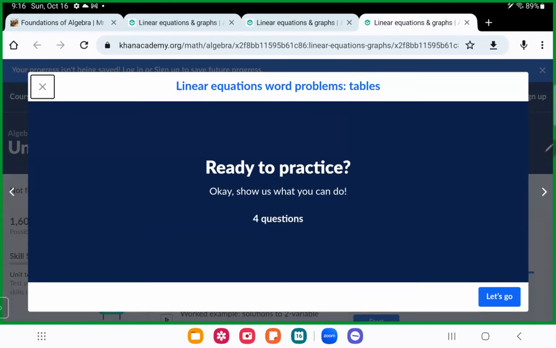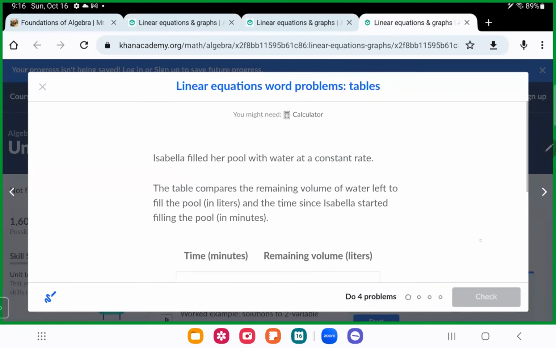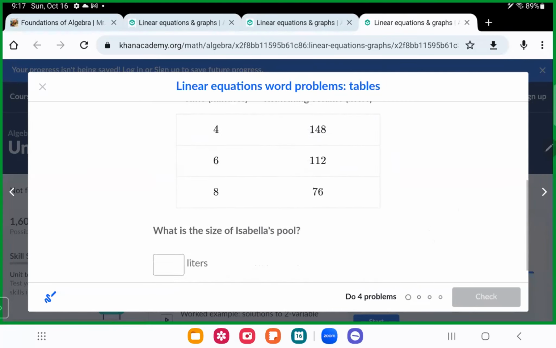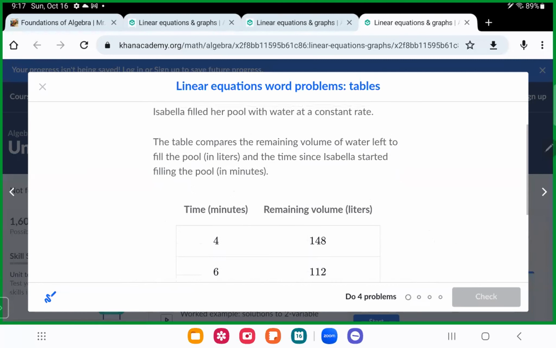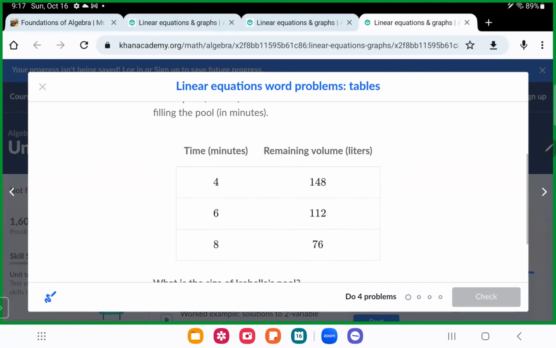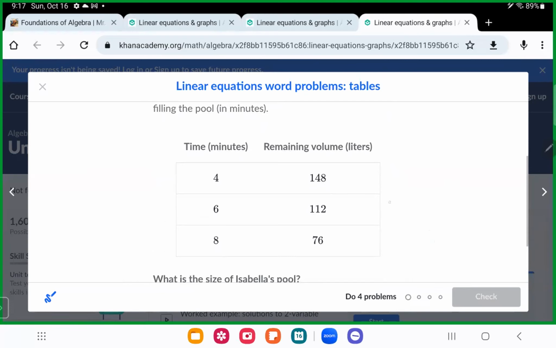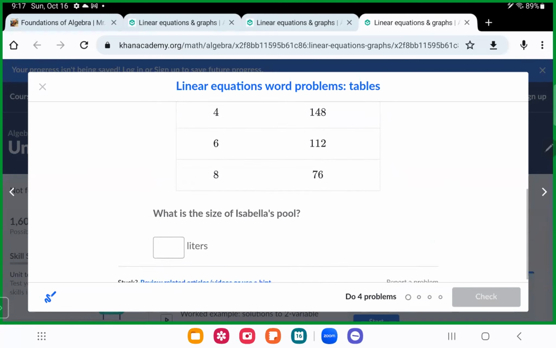Oh, tables. Word problem tables. Isabella filled her pool with water at a constant rate. The table compares the remaining volume of water left to fill the pool in liters and the time since Isabella started filling the pool in minutes. Okay, so let's make sense of this problem. She's filling a pool and the remaining water to fill. So we see that's going down. What is the size of the pool?